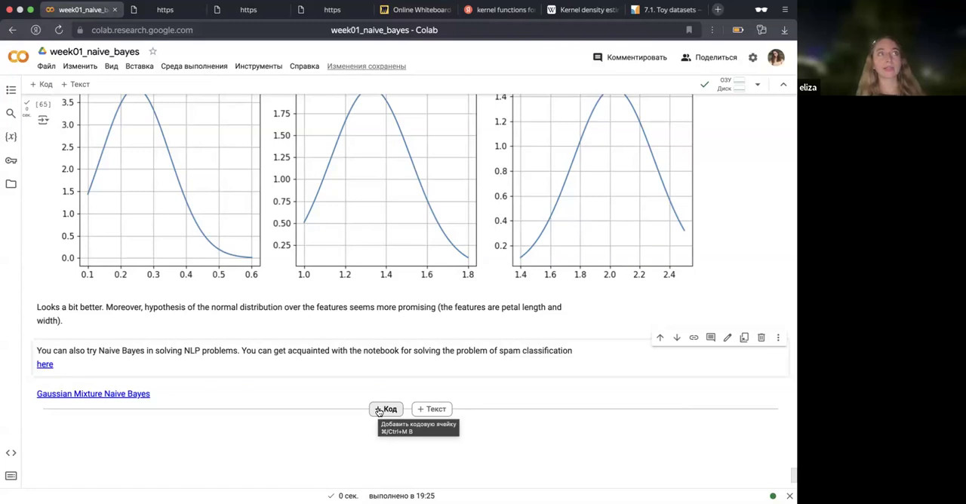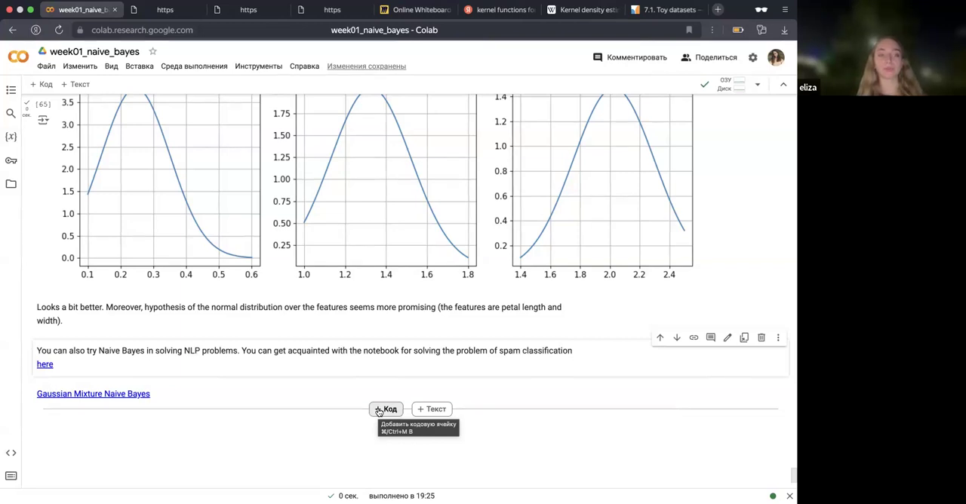if you want, you can try to use naive Bayes for natural language problems too, because it's really simple, but you get interesting results. And in big companies, this approach for classification of spam or not spam is still used, because it's really simple, and it requires less computational resources, and sometimes it works really well.